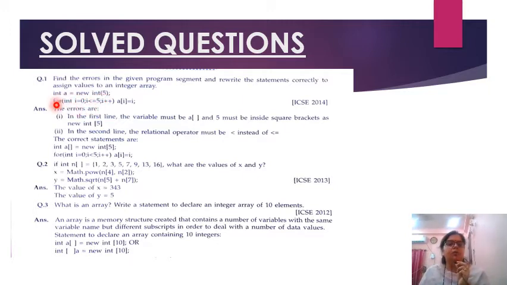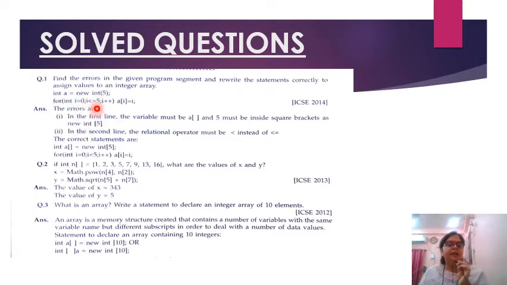Then the loop is there: for i = 0, i <= 5, a[i] = i. See, the first and foremost error is that the 5 is within round brackets. It is wrong, because the array size is in square brackets. In the first line the variable must have square brackets and 5 must be inside the square brackets, as in new int[5].